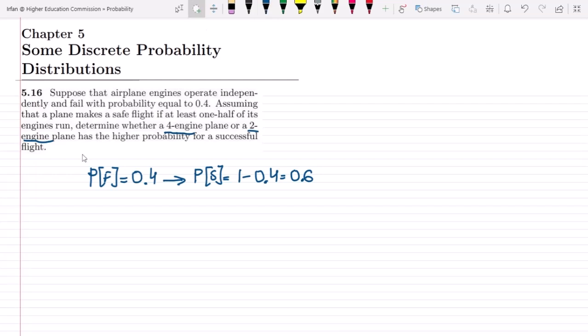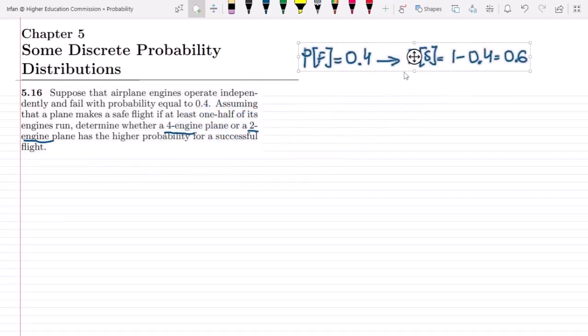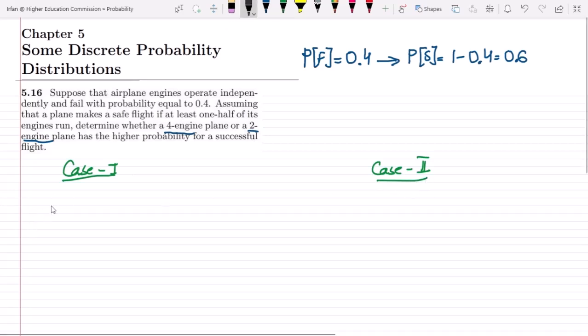Let me move it from here to the other side and place it here. Now, in order to solve it, we have to keep it in two cases. We will have case 1 and case 2, and in those two cases we have to see the probability of success. In case 1 the number of engines is equal to 4, and in case 2 the number of engines is equal to 2.